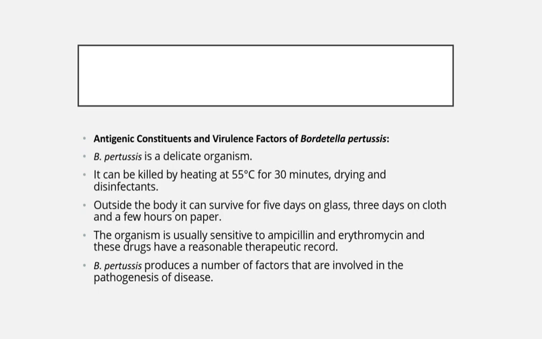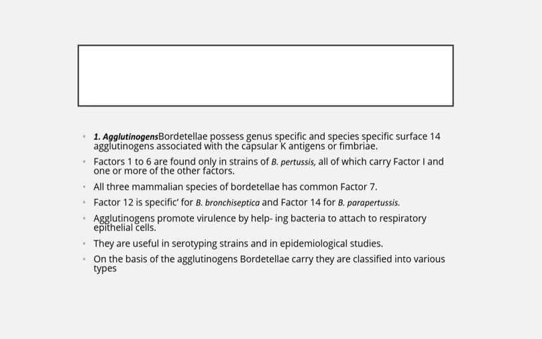B. pertussis produces a number of factors that are involved in the pathogenesis of the disease. Agglutinogens. Bordetella possess genus-specific and species-specific surface agglutinogens, 14 in number, associated with the capsular K antigen or the fimbriae. Factors 1 to 6 are found only in the strains of B. pertussis, all of which carry factor 1 and one or more of the other factors. All three mammalian species of Bordetella have common factor 7.